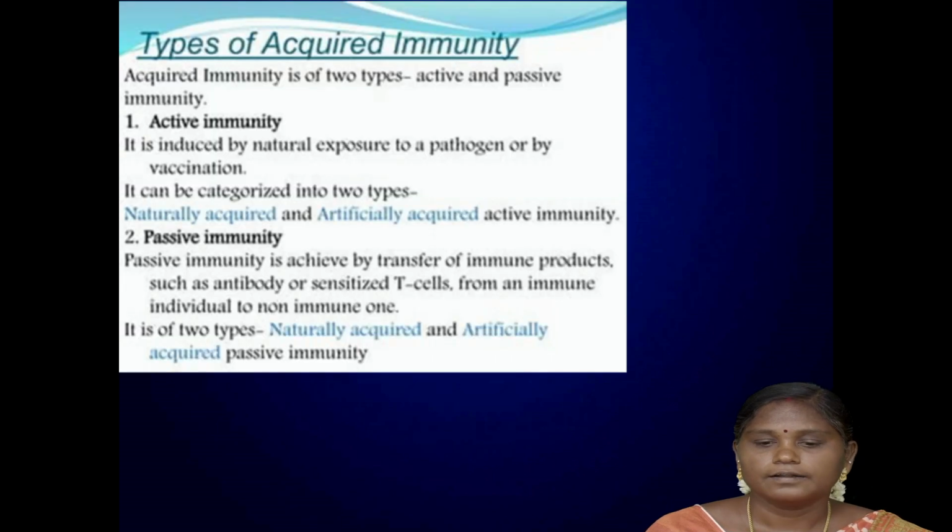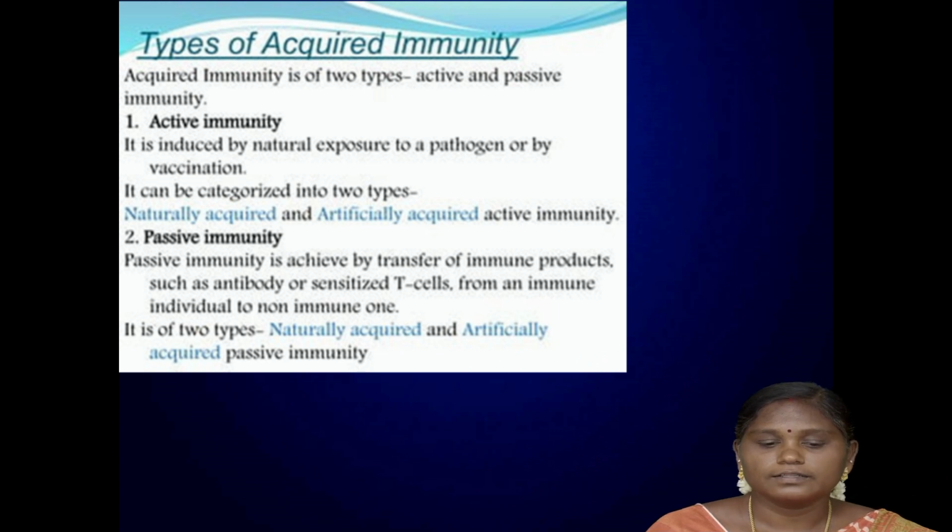Understand? In the flow chart we have already seen the various types of acquired immunity. The first one is active immunity, the second one is passive immunity. Active immunity is induced by natural exposure to pathogens or by vaccination. Through the vaccine we get the immunity. It can be categorized again into two types: natural acquired immunity and artificial acquired immunity.